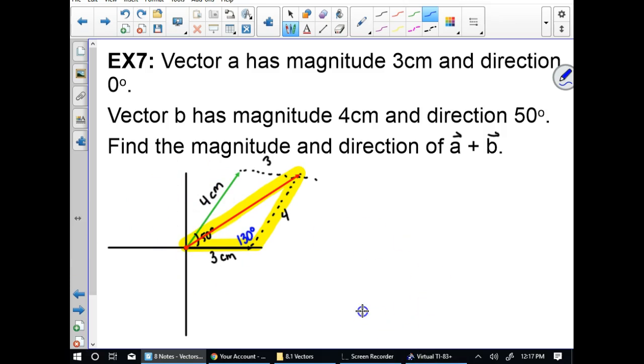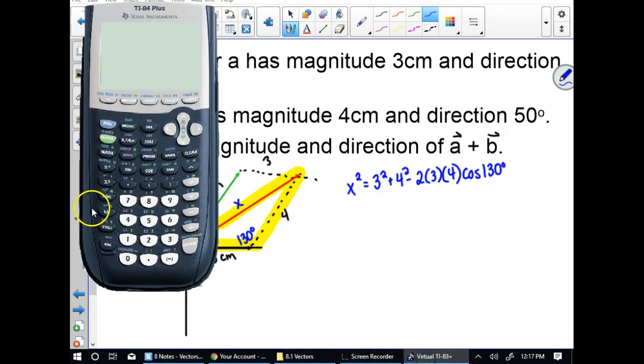Okay? So if I call this side right here, the length of that vector, x, then I'm going to have x squared equals 3 squared plus 4 squared minus 2 times 3 times 4 cosine of 130. And so if we grab our calculators, 9 plus 16, well, I don't know what I'm doing now on the calculator. Oh wait, we can do the whole thing.